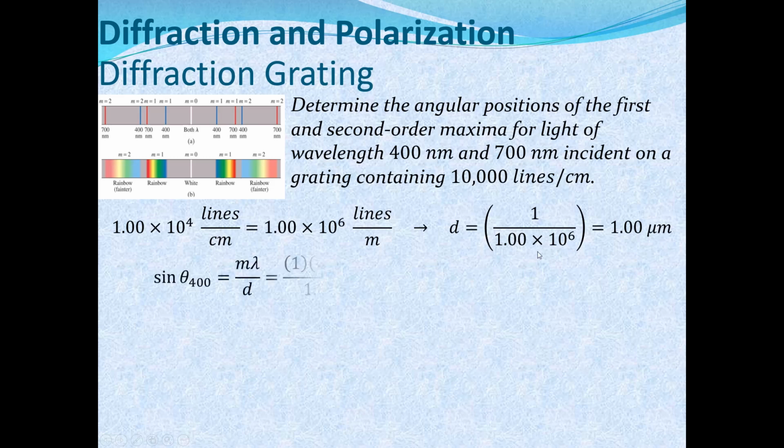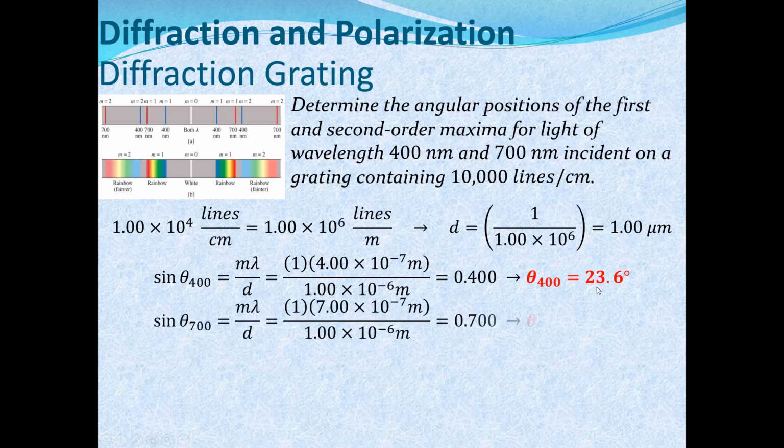All right. From here, I can then use our interference equation, and we end up getting that the first angle occurs at 23.6 degrees, and the first maximum is going to occur for the red light at 44 degrees.